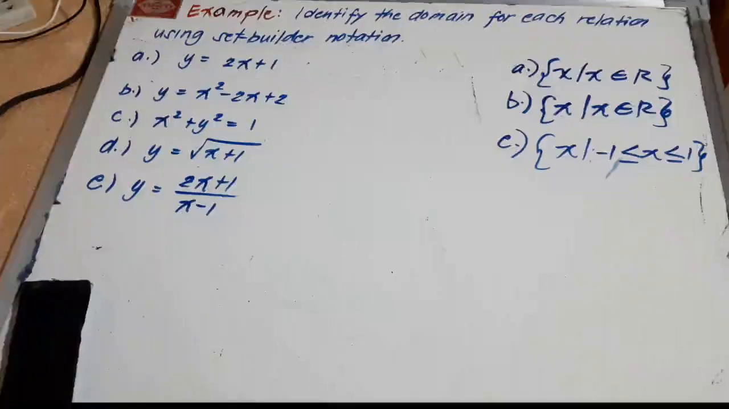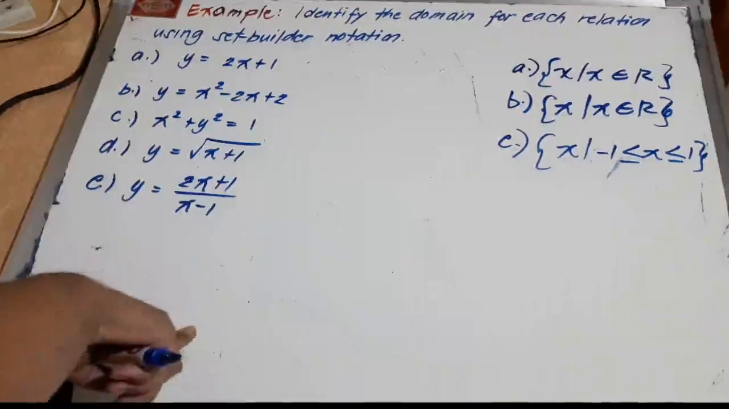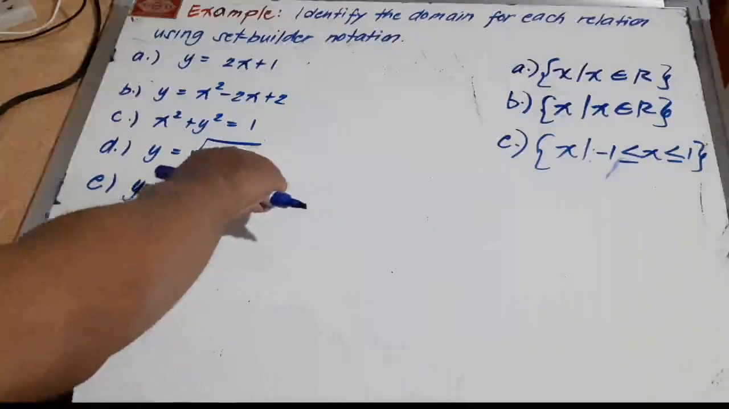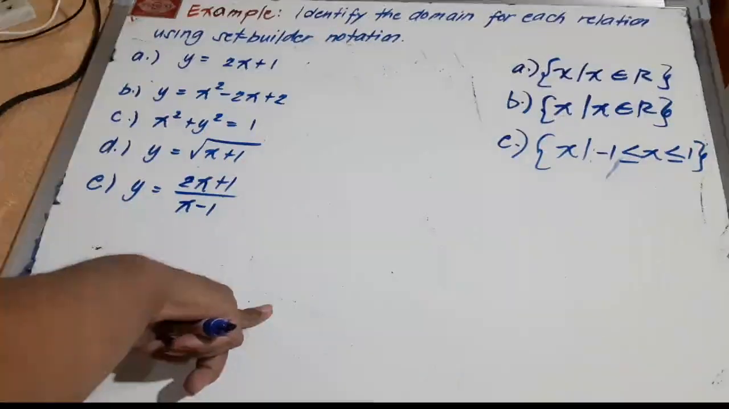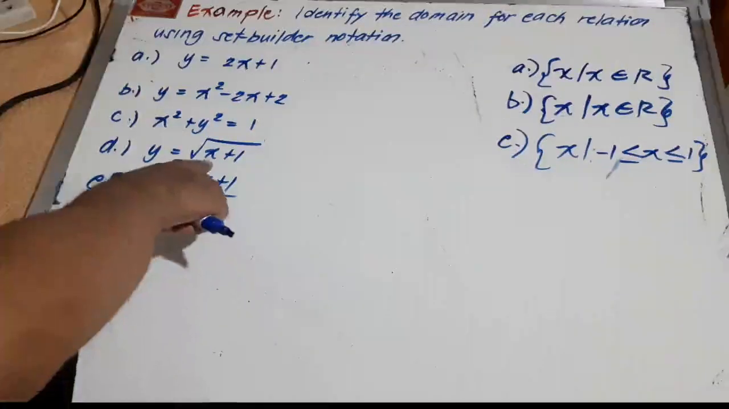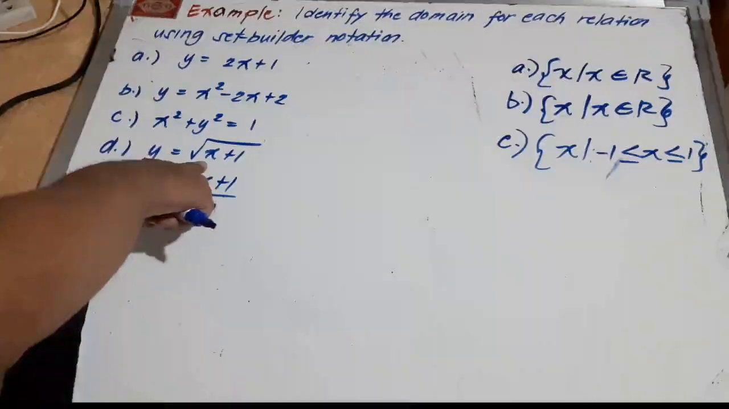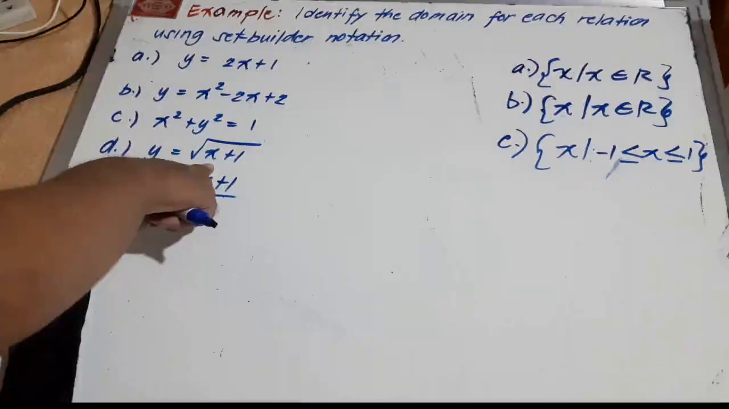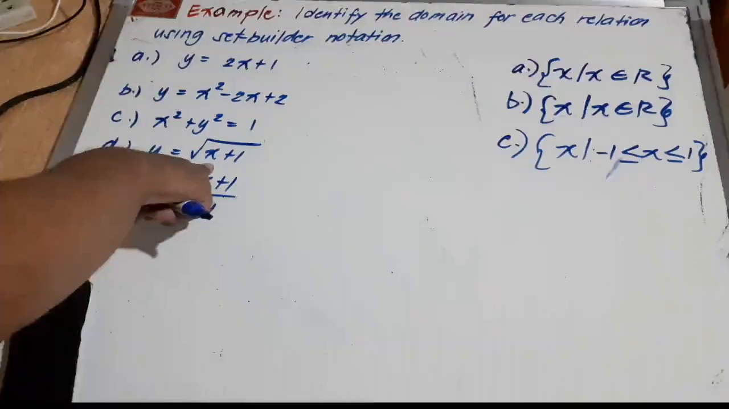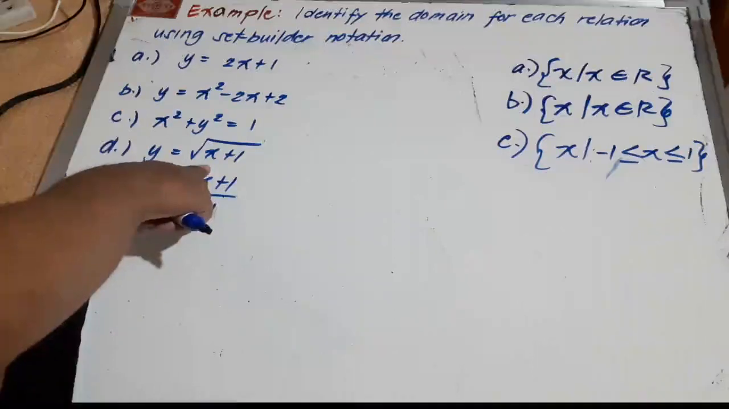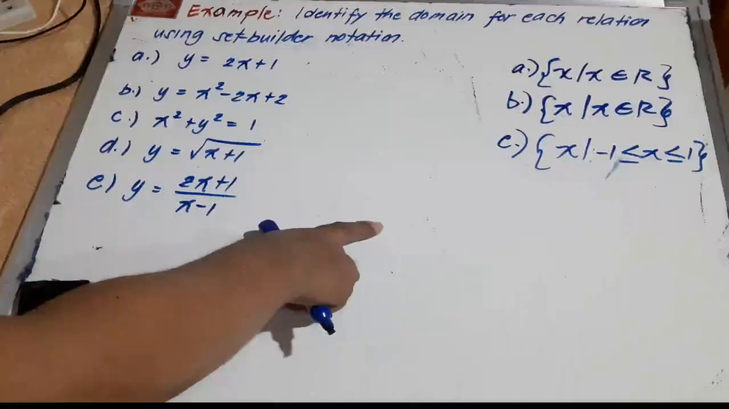Sa letter D, so this is square root of x plus 1. So, hindi pwedeng maging negative yung ating radicand o yung nasa loob ng ating radical symbol. So, pwede siyang 1. If x is 1, this will be square root of 2 for the value of y. If x is 0, we have square root of 1. Pwede rin. But if x is negative 1, pwede pa rin. Negative 1 plus 1 is 0. But x cannot be equal to negative 2.